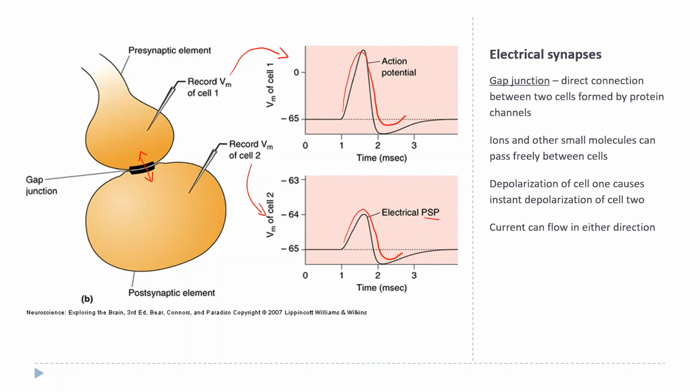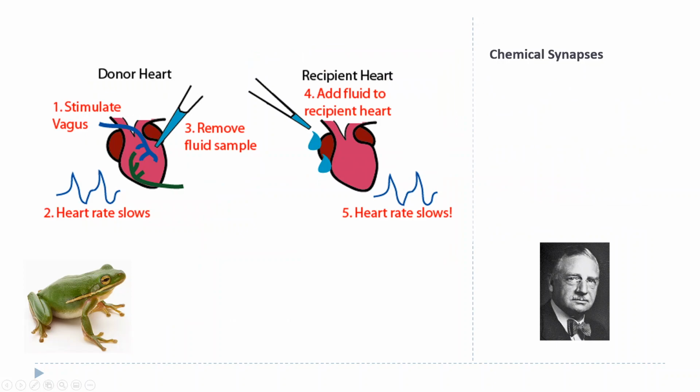However, as we'll see in a minute, they're not quite as useful as chemical synapses, mostly because you can only have one kind of signal. So whatever one cell does, it just gets copied essentially in the second cell. So there's no way for there to be a more complex signal to travel from one cell to the other. For that, you need chemical synapses. So that's why we're going to spend a lot more time talking about chemical synapses.